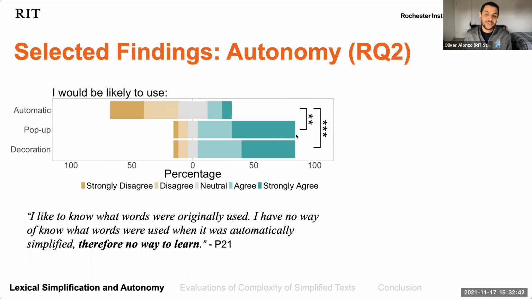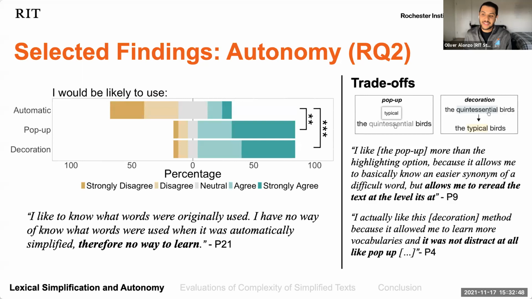Now, if you notice, there were no significant differences between the pop-up and the declaration conditions, but participants' open-ended comments at the end of the study shed light into potential trade-offs that participants found between these 2 conditions. So these trade-offs included participants liking the fact that they could reread the text in their original version when using the pop-up condition, but some participants finding the pop-up condition distracting and thus liking the declaration better.